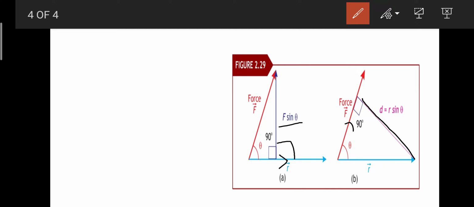Obviously, which component is perpendicular to F? This component is perpendicular to F. So I'm going to choose this to calculate the value of torque.